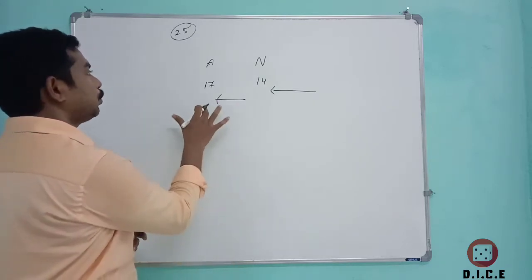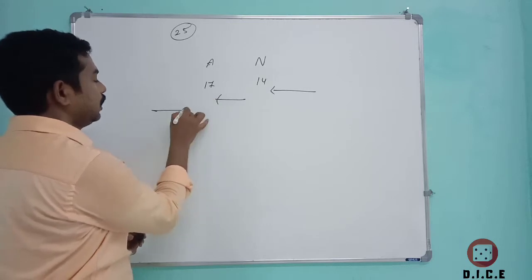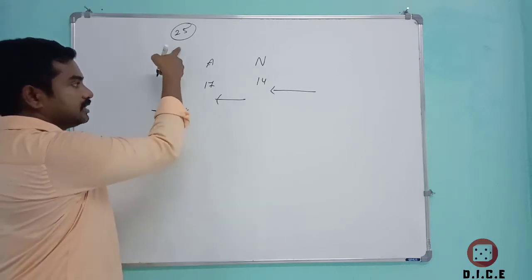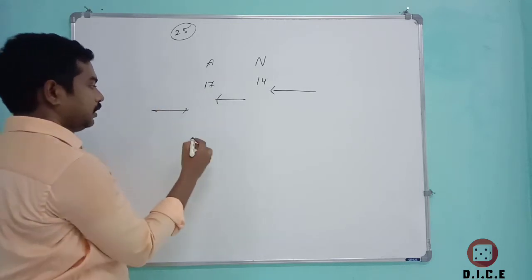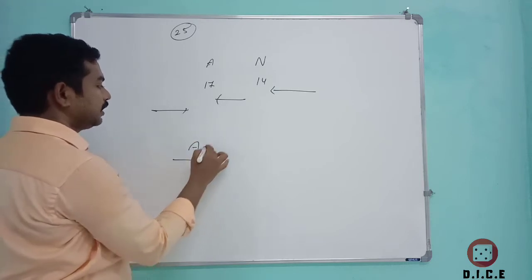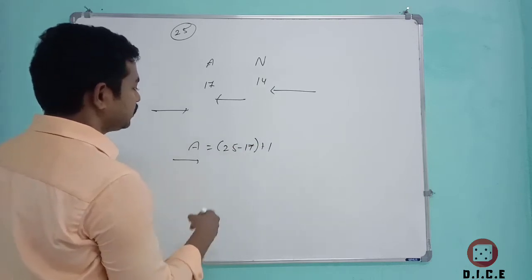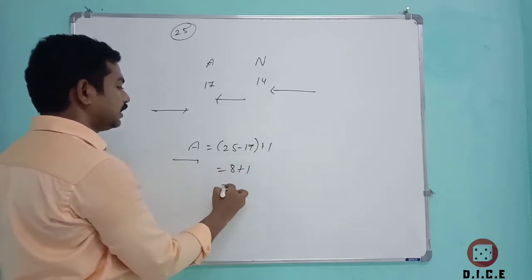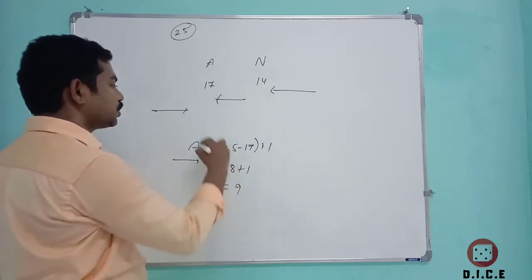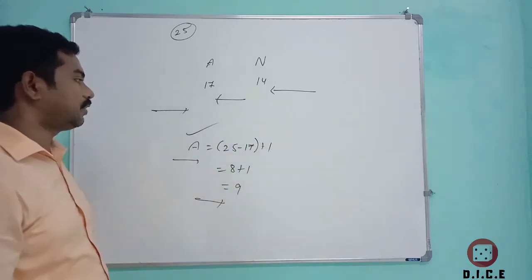Now he is asking what is the position of Arun from the left hand. According to rule number 1, the total figure is given, one end is given, you should find the other end. Therefore, Arun from the left hand is 25 minus 17 plus 1. What is 25 minus 17? 8 plus 1. That is nothing but 9th from the left hand. Therefore, the position of Arun is 9th from the left hand of the row.